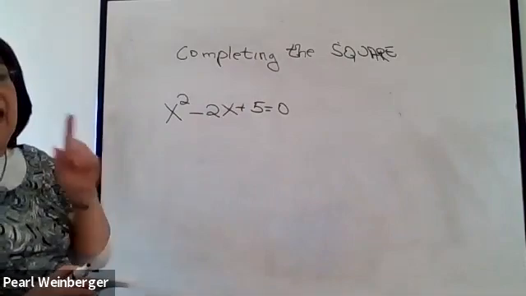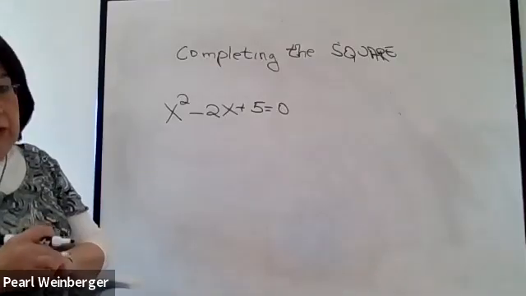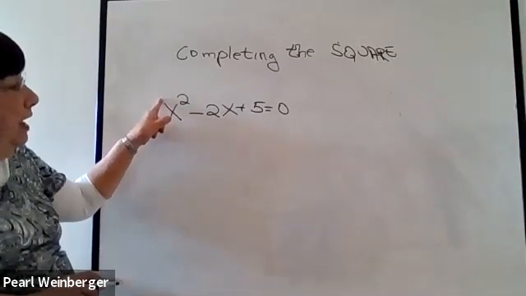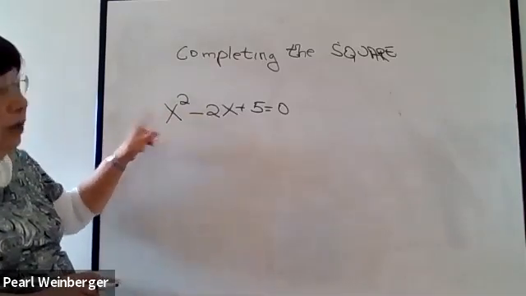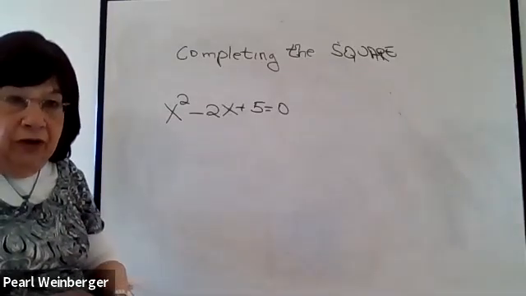Now, it's not as useful as the formula because I only use it when I have two things happening. The x squared stands alone. The a is 1. The leading coefficient is, in other words, there's no number in front of it.